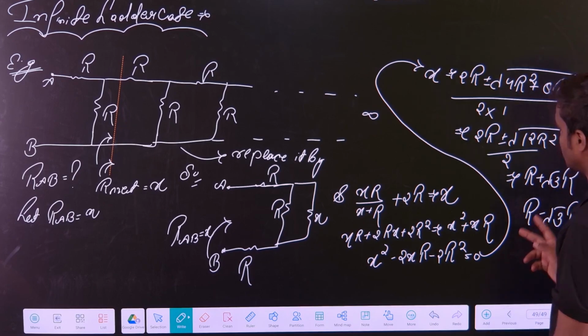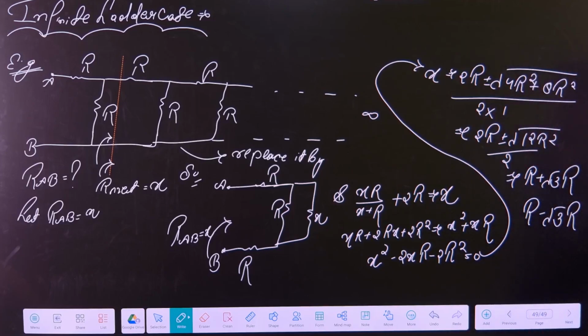Are you getting my point? So you tell me which will be the correct answer, whether this one or this one, because we have two options.